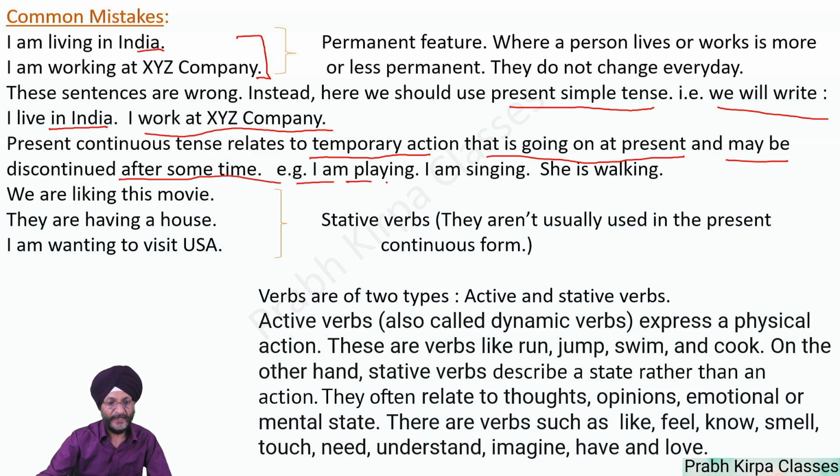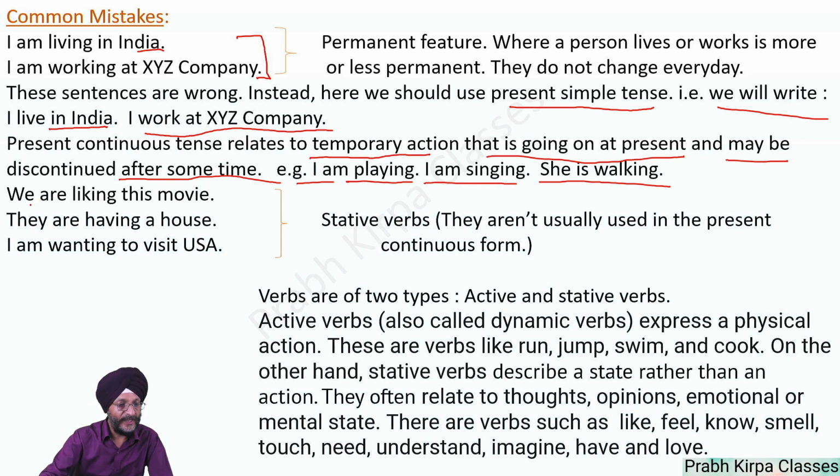For example, I am playing. I may stop playing after some time. I am singing. I am singing now. I may not sing after some time. She is walking. She may take rest after some time. So, what is going on at present? Playing, singing, and walking. It is the current situation. So, in this case, when some action is going on, but it is temporary and maybe discontinued after some time, we write this sentence in continuous form.